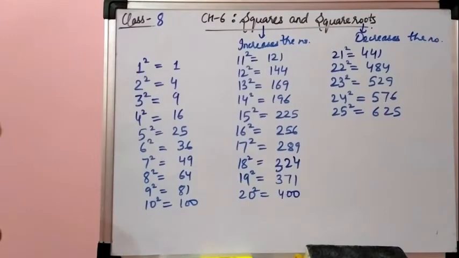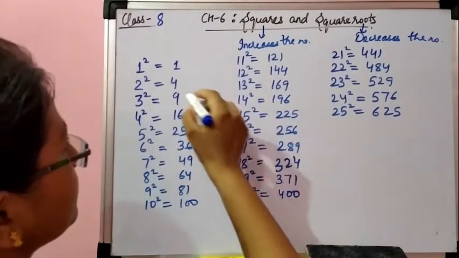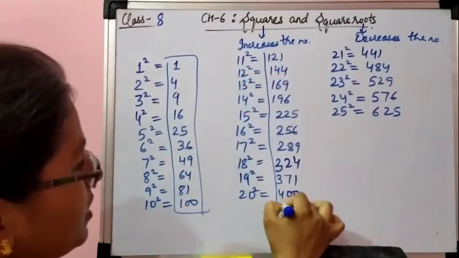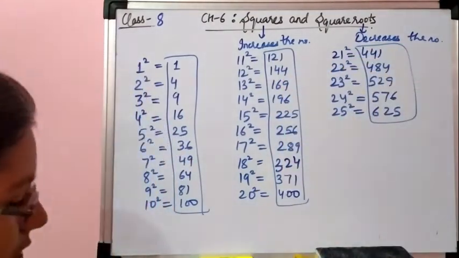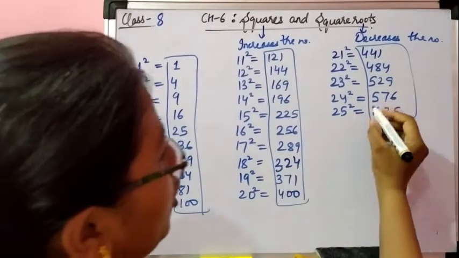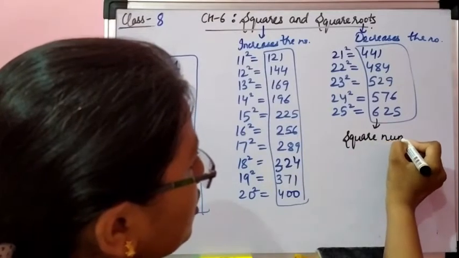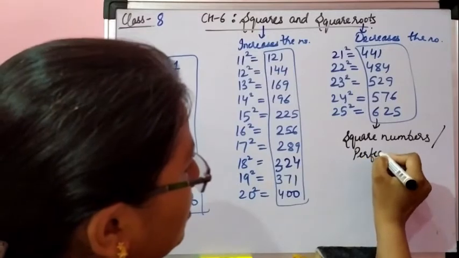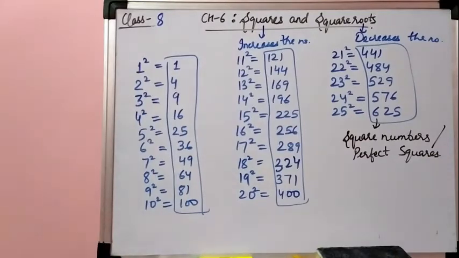Okay, now this is very simple. These numbers are called square numbers. The numbers which I am putting in a box, these numbers are called square numbers or perfect squares. So you can list out perfect squares between two given numbers.